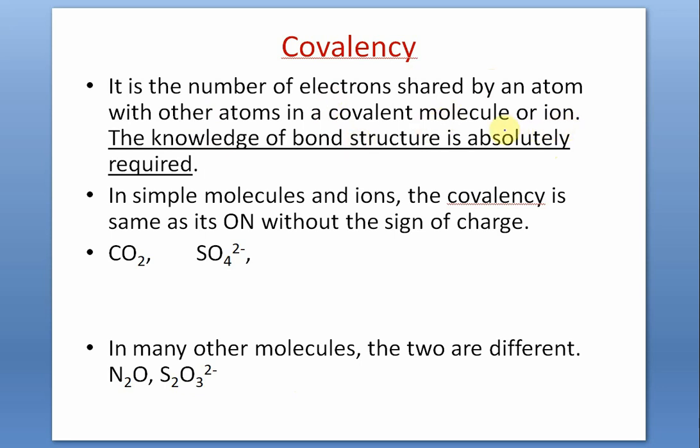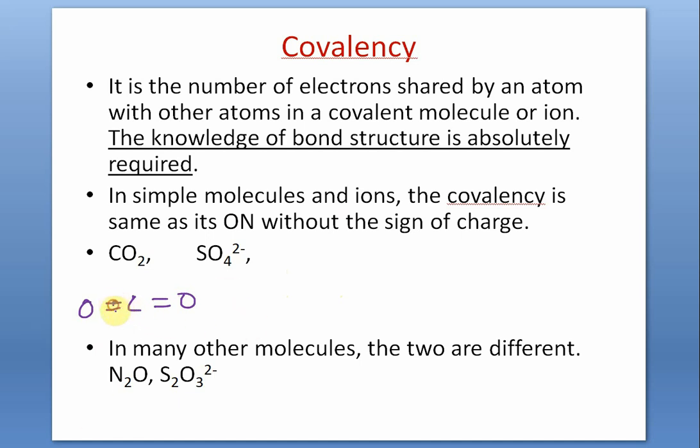In the oxidation state concept, it is lost or gained. But now in covalency, it is shared. The knowledge of bond structure is absolutely required here. There is no rule. For getting oxidation number, there are rules, but here you have to know. For example, carbon dioxide is a simple molecule. Now tell me, if I draw this structure, how many electrons are shared by the carbon atom with the other 2 atoms, the oxygen atoms with which it is connected?